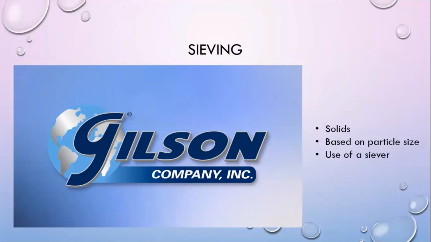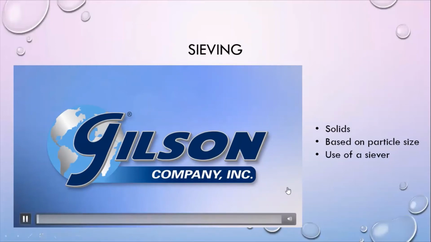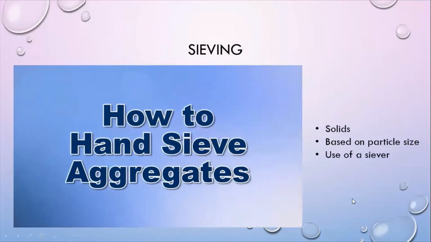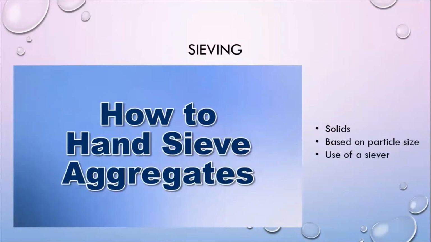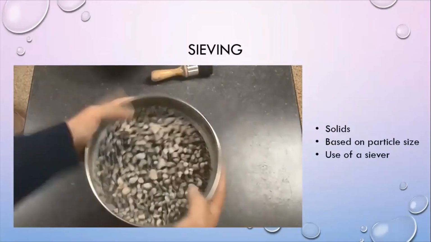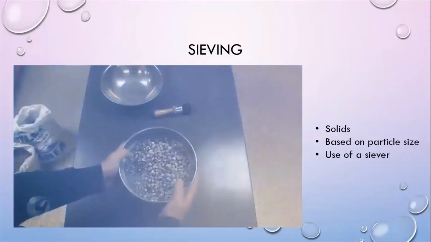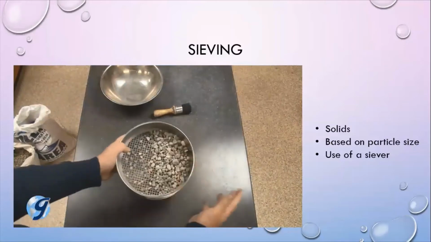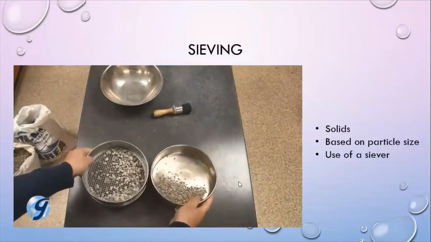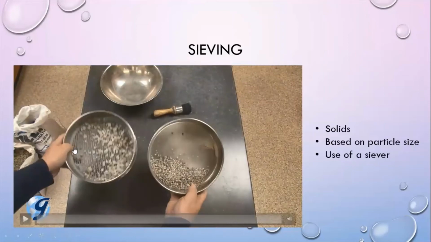Sieving is a method very similar to filtration. The difference is that when we talk about sieving, we are considering the separation of solids. So this one is also based on particle size. Instead of using a filter, we use what we call a sieve. And this is the technique that we use. So what's going to happen is that those components that have a smaller particle size will come through the sieve, and the bigger ones will stay.